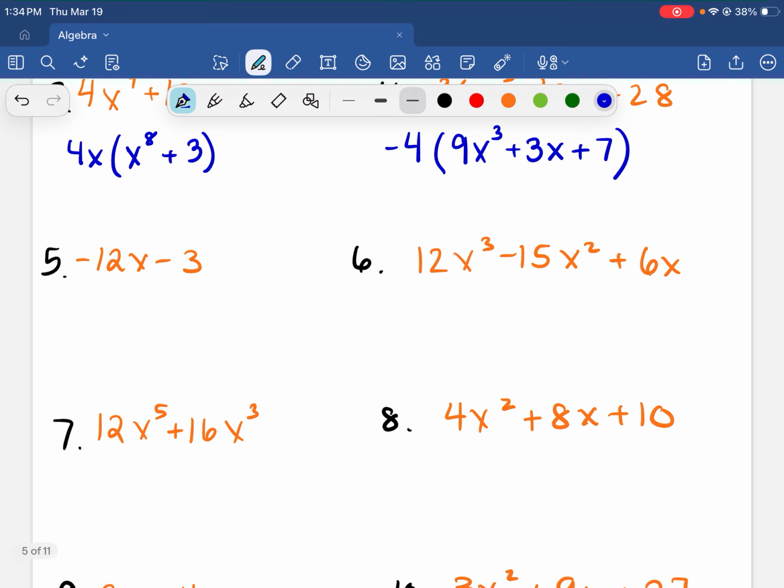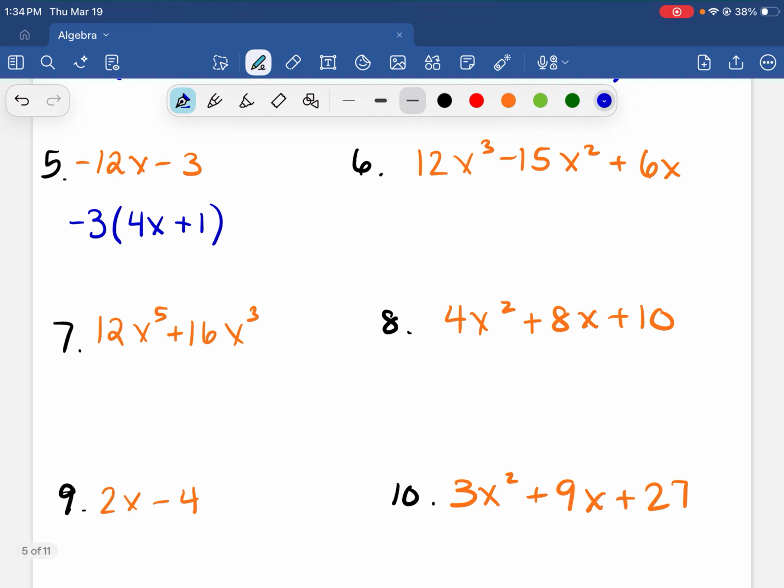Number 5, negative 12x and negative 3 are both divisible by negative 3. So I'll factor that out, or pull that out. Negative 12x divided by negative 3 is a positive 4x. Negative 3 divided by negative 3 is a positive 1. We have to be careful not to write nothing there, or write 0, since negative 3 divided by negative 3 is equal to 1.